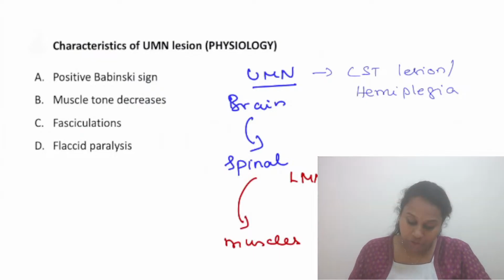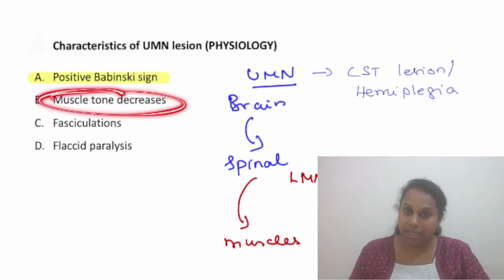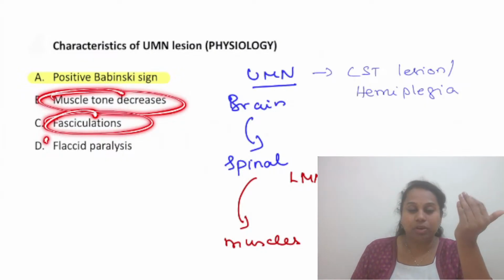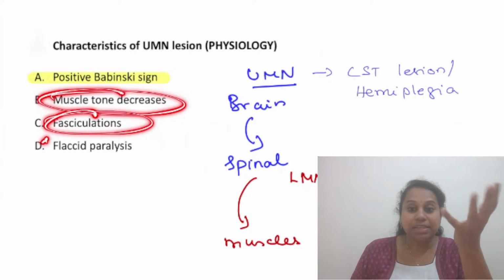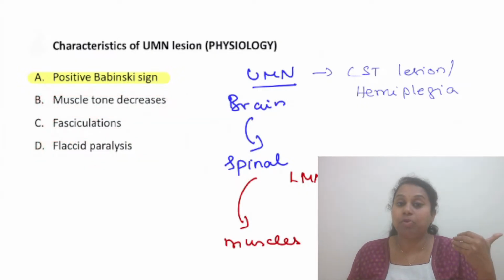So characteristics of UMN lesion: toes go up, Babinski sign positive. Others are all features of lower motor neuron lesion. Tone decreases in lower motor neuron lesion. Fasciculations are typical presentations of lower motor neuron lesions. Fasciculation means muscle fibers will contract. The muscle will not contract in LMN lesion, but the previously stored pockets of acetylcholine may be released, and there's a small contraction of one or two muscle fibers you will see. As such, the muscle will not contract, but individual fibers could contract. Flaccid paralysis. So all these are seen in LMN lesions except positive Babinski sign, which is seen in UMN lesion.